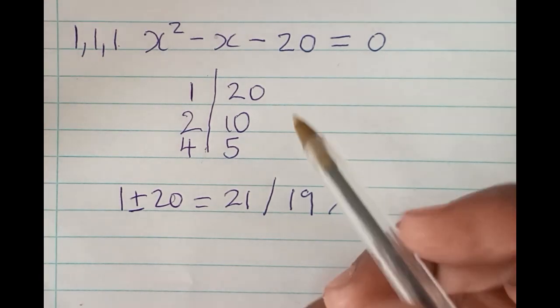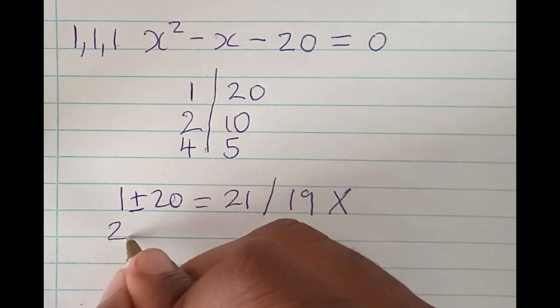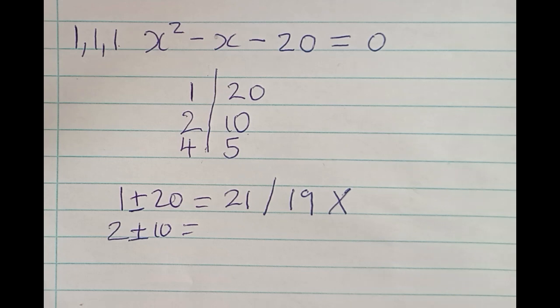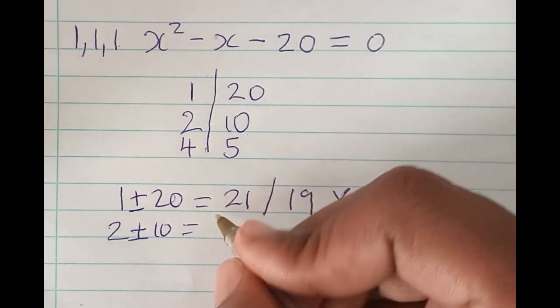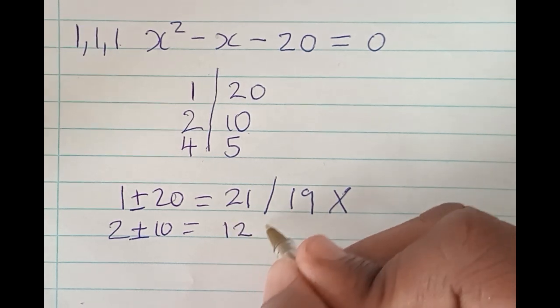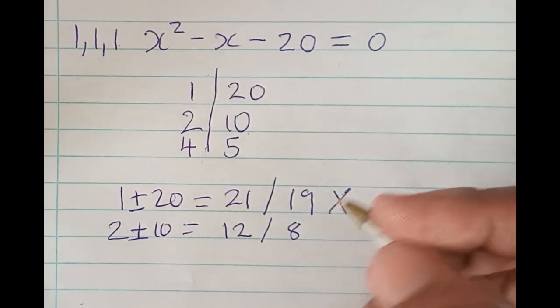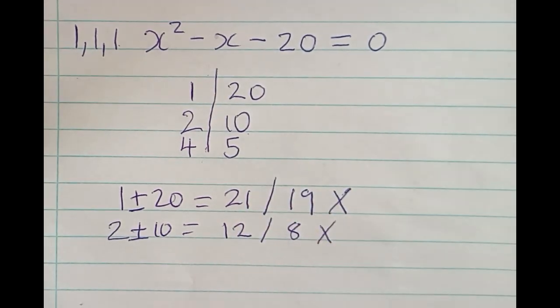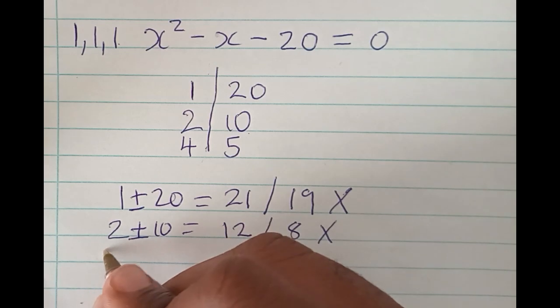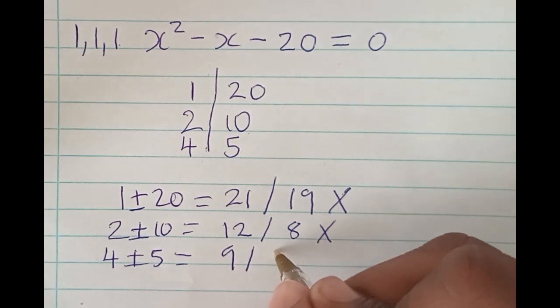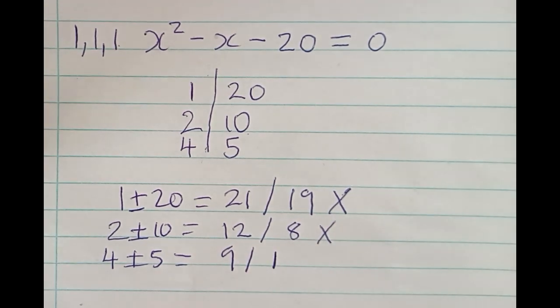So okay, I will use the second one, 2 and 10. If I take 10 and add 2, that is 12. 10 minus 2 is 8. And I'm looking for 1, so that's not what I'm looking for, right? The first 2 didn't work, so the last one should work. Let's see. 4 and 5: if I add them, I will get 9. If I subtract, 5 minus 4, I will get 1. So this is what I'm looking for.